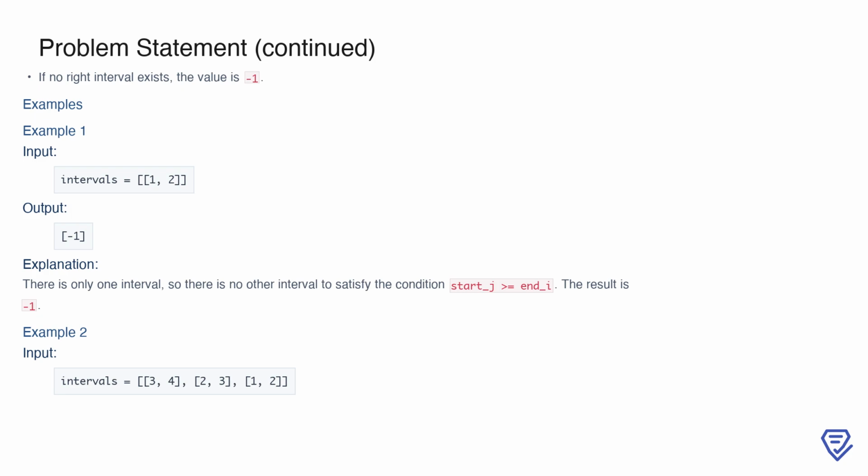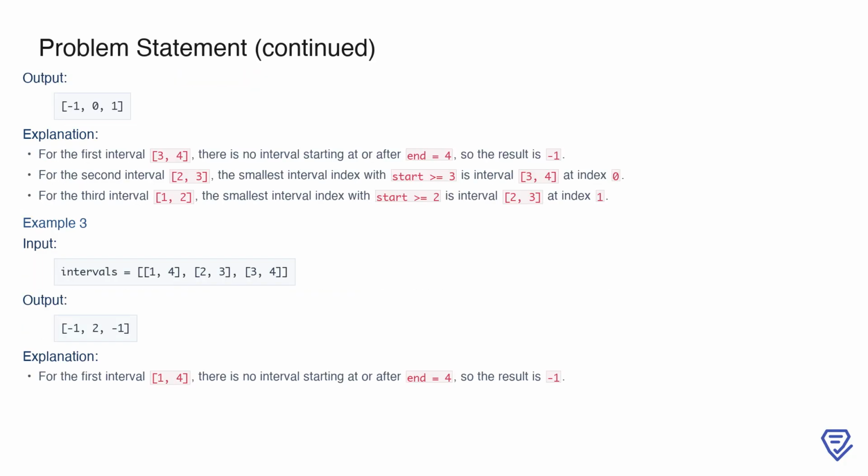In the second example, the input is intervals equals [[3, 4], [2, 3], [1, 2]]. Here, the output for the second example is [-1, 0, 1]. Let's break it down. For the first interval, [3, 4], there is no other interval that starts at or after end equals 4, so its result is -1. For the second interval, [2, 3], the smallest interval that starts at or after end equals 3 is [3, 4], which is at index 0. Finally, for the third interval, [1, 2], the smallest interval that starts at or after end equals 2 is [2, 3], which is at index 1.